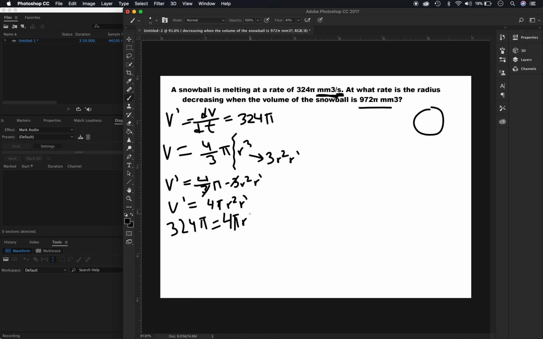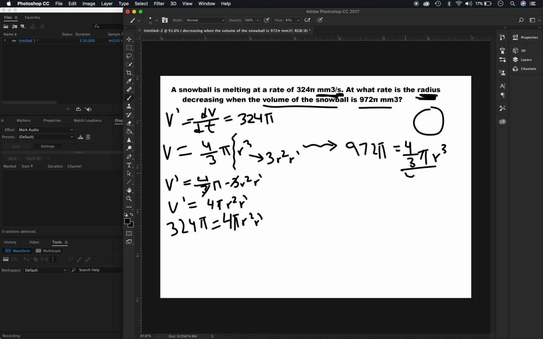So 4 pi r squared r prime. Basically, we're looking for r prime, right? At what rate is the radius decreasing? We need to find r, though, to solve for r prime. So they've given us volume. All we have to do is plug in volume right here in this equation. So 972 pi equals 4 over 3 pi r to the third.